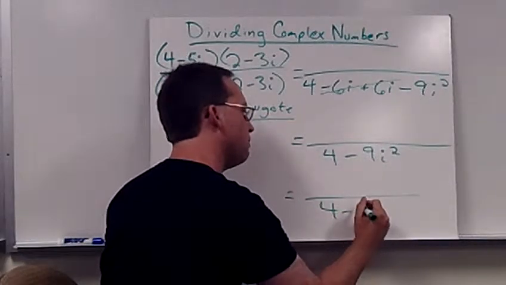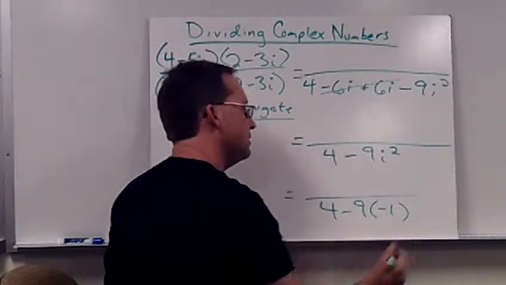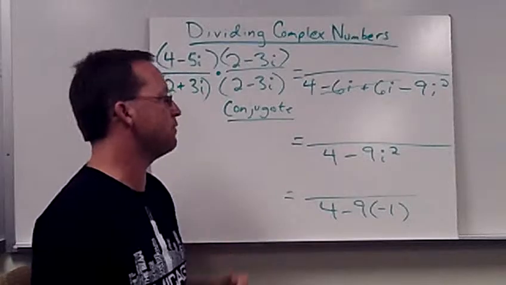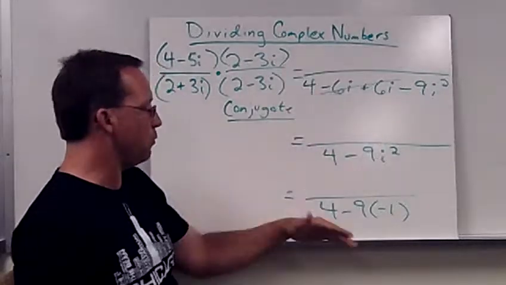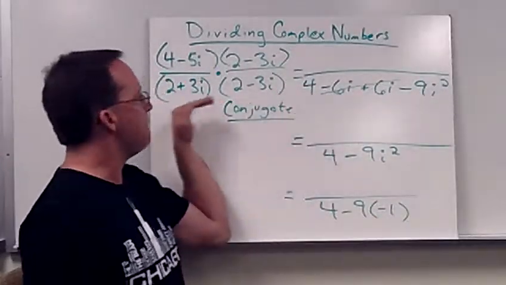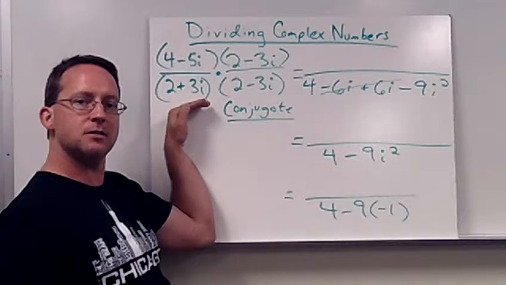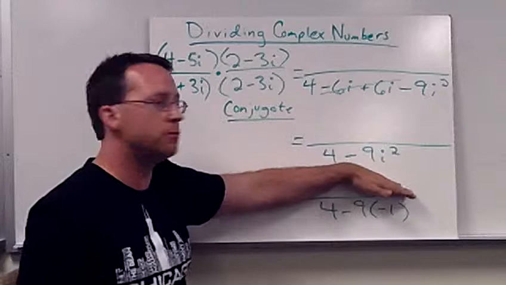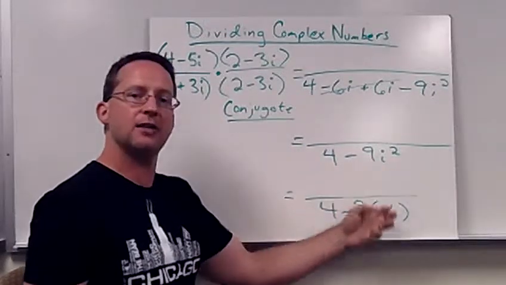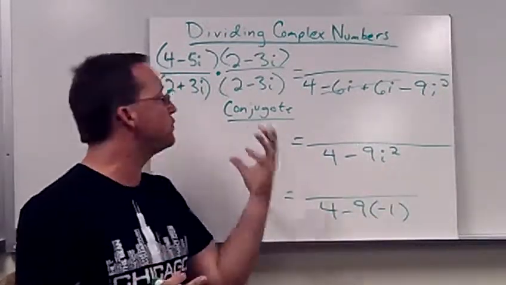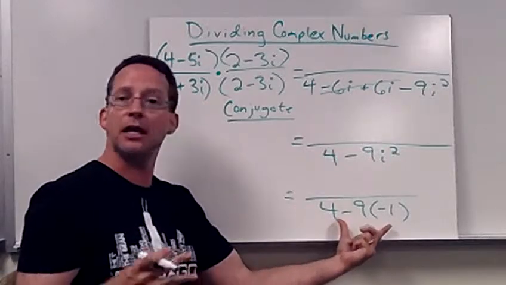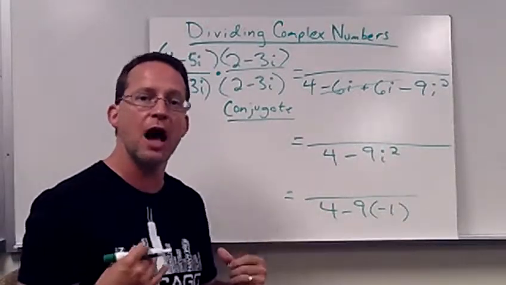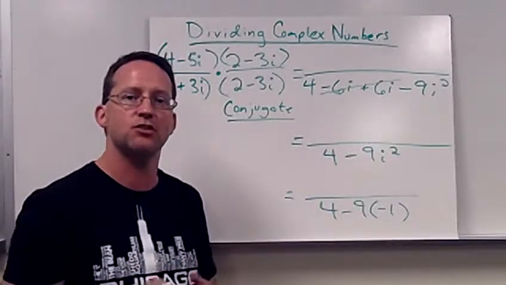So we're going to make this 4 minus 9 times negative 1. I'm going to pick that up on the next board so we can finish up the problem. But what you can see is that by multiplying a complex number by its conjugate, when we FOIL and combine like terms and we simplify the fact that i squared is negative 1, what happens is we've turned this denominator into just a real number. There's no more imaginary part to it. There's no more i's. That's going to help us simplify our answer a lot.